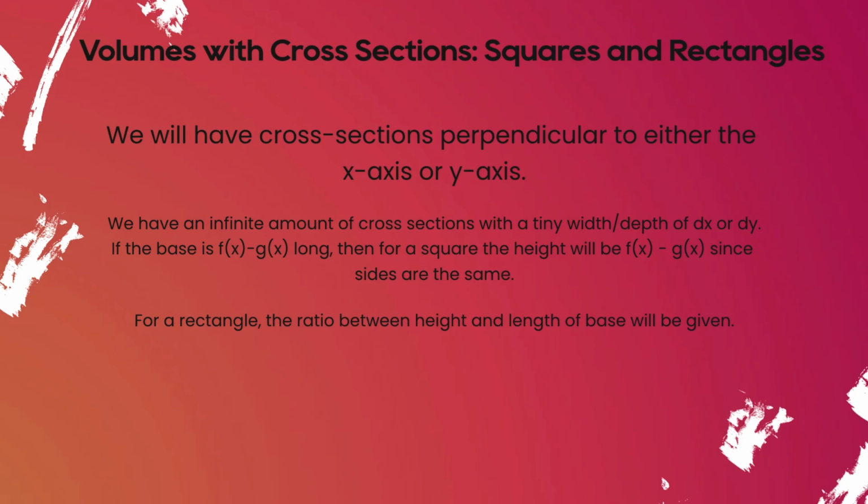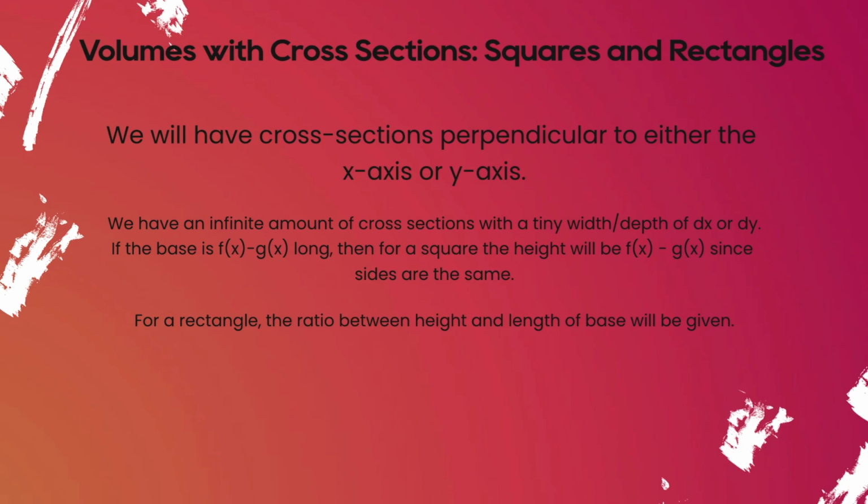So for example, if we have two functions, f of x and g of x, and then we have cross sections perpendicular to it of squares, then the base of each square will be f of x minus g of x, and then the height will also be f of x minus g of x. And for a rectangle, you usually will be given a ratio between the base and the height. For example, the height is 2 times the base. So if the base is f of x minus g of x, then the rectangle's height will be 2 times f of x minus g of x.